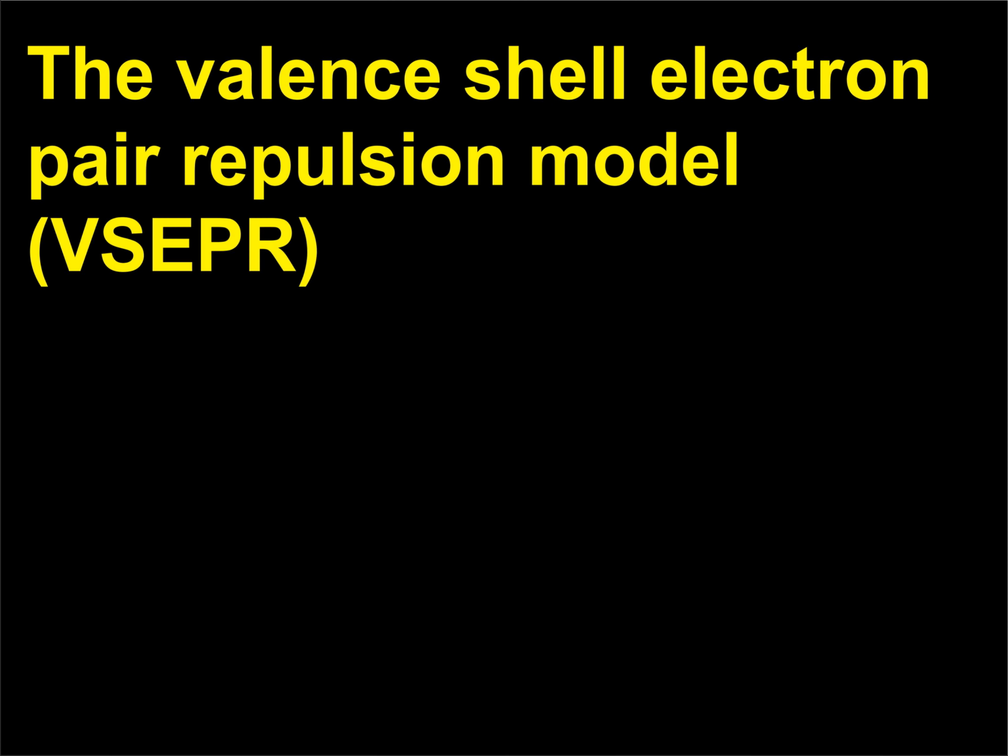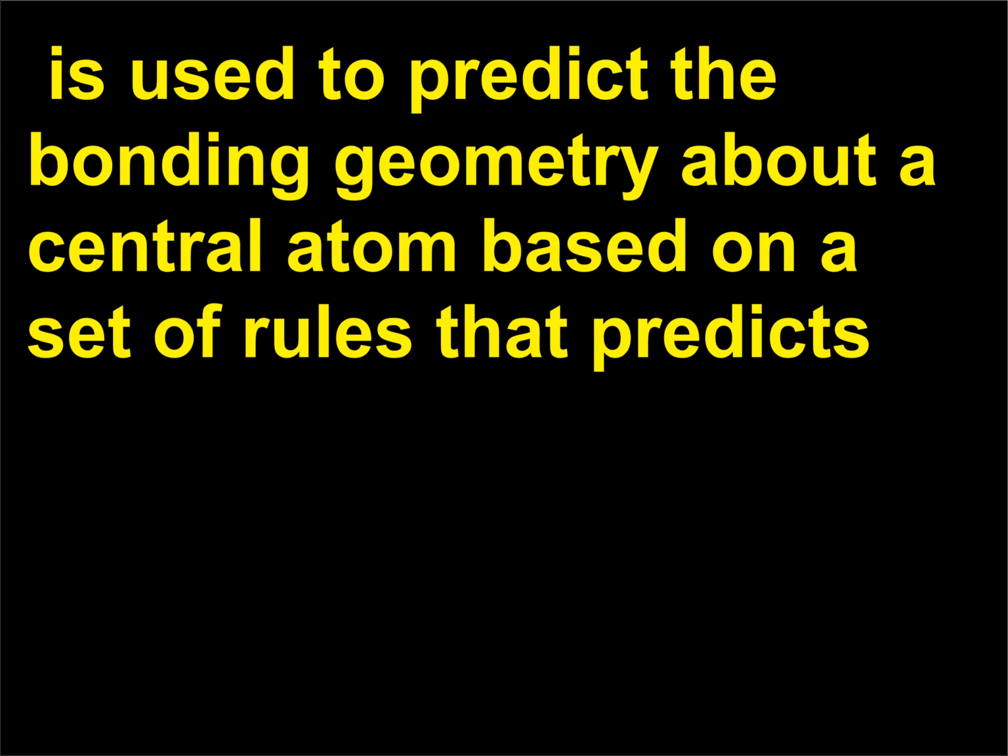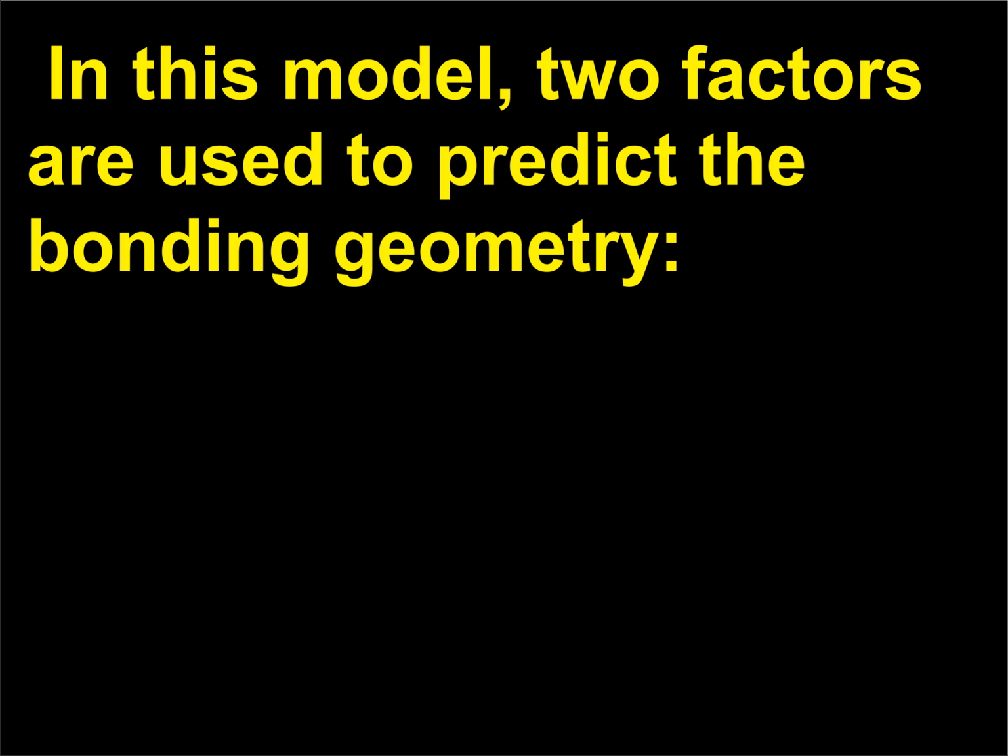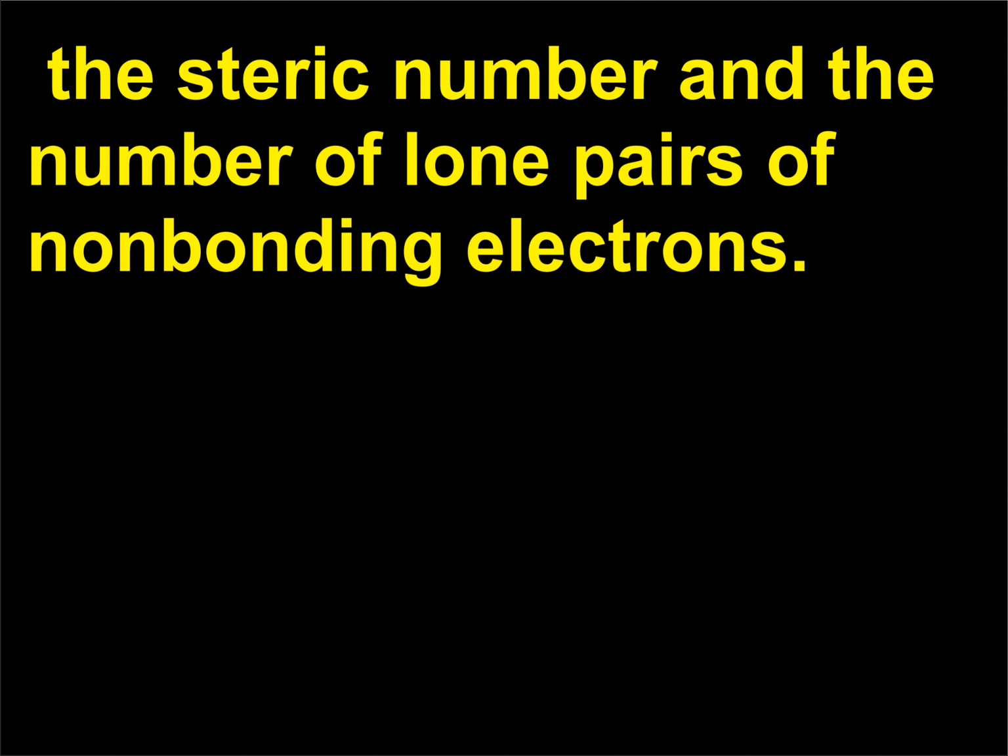The valence shell electron pair repulsion model, VSEPR, is used to predict the bonding geometry about a central atom based on a set of rules that predicts the repulsive forces between the electrons in chemical bonds and in lone pairs. In this model, two factors are used to predict the bonding geometry: the steric number and the number of lone pairs of non-bonding electrons.